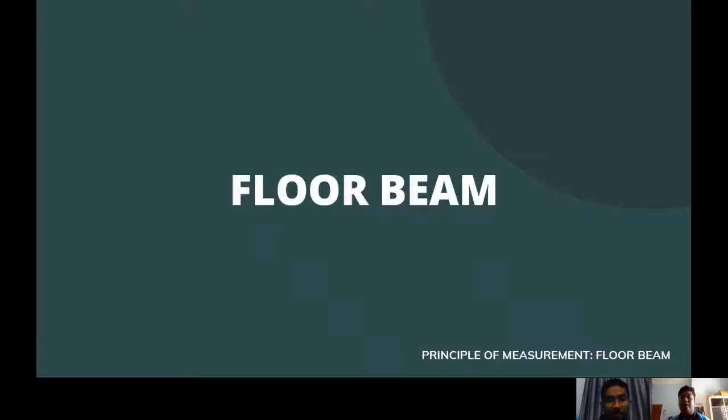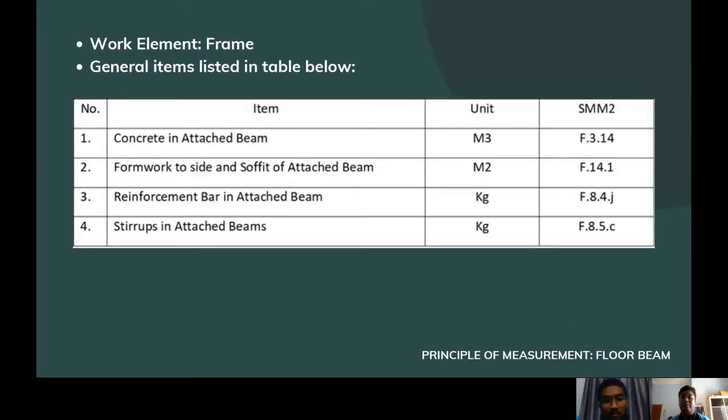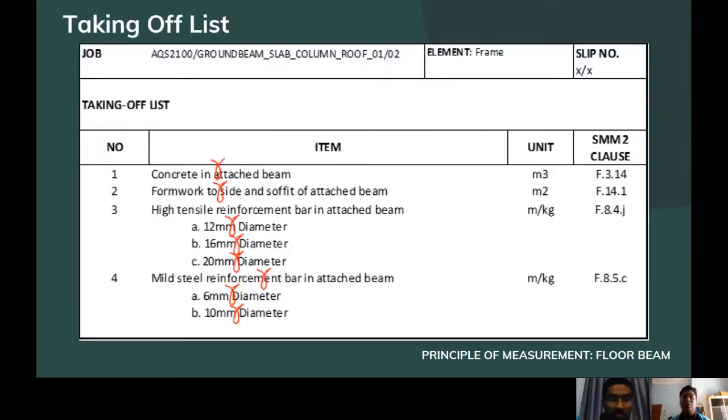So next, we will explain about the floor beam. The work elements for the floor beam frame, which are the general items, are concrete in attached beam, formwork to side and soffit of attached beam, reinforcement bar in attached beam, and also the stirrup in attached beam. So this is the example in the taking off list. Like what GD has said before, we need to make sure that all items are calculated to get an accurate measurement of the items.